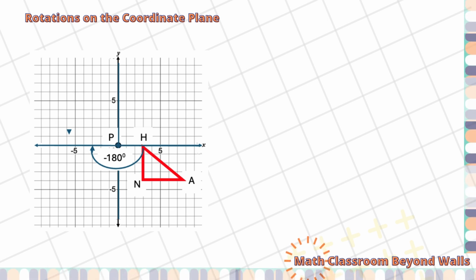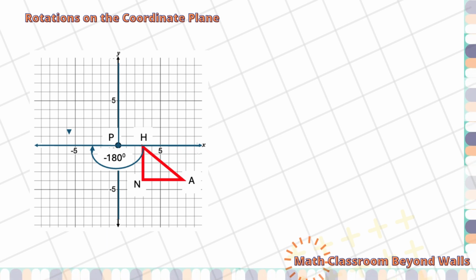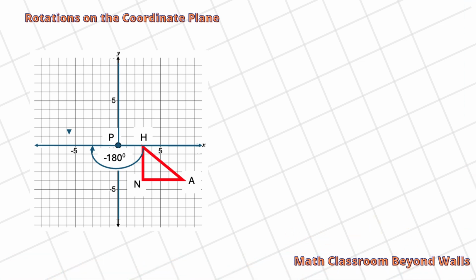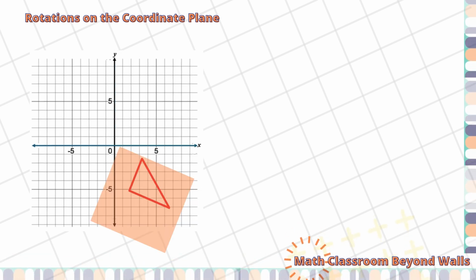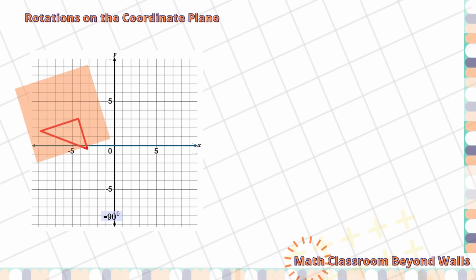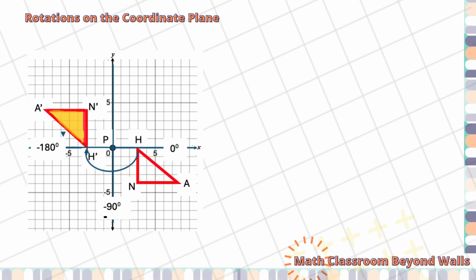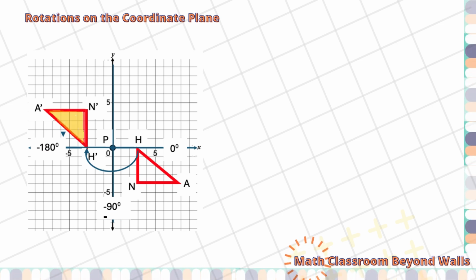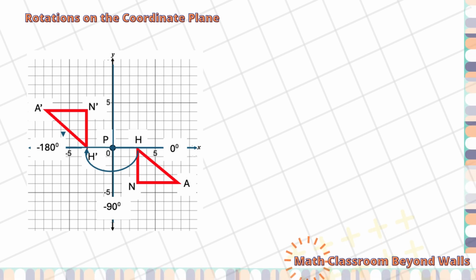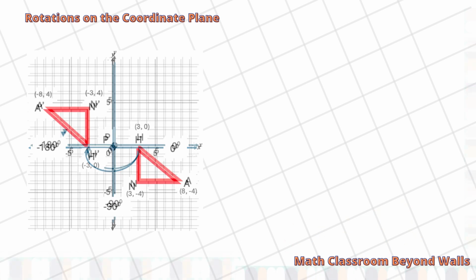Okay, let us rotate this time triangle ANH with an angle of 180 degrees clockwise and see what will happen. This is where triangle A prime N prime H prime is now located after the rotation. Let us again label the coordinates of the vertices so we can write the transformation rule or the rotation rule for this type of rotation.